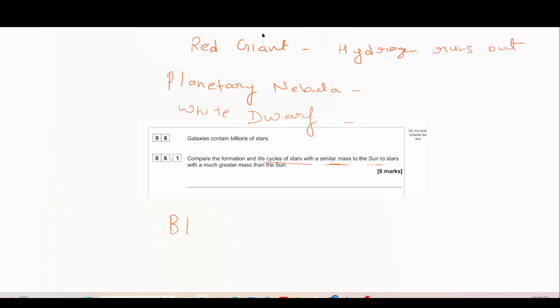After that, black dwarf. When the white dwarf cools down completely and it stops emitting light.